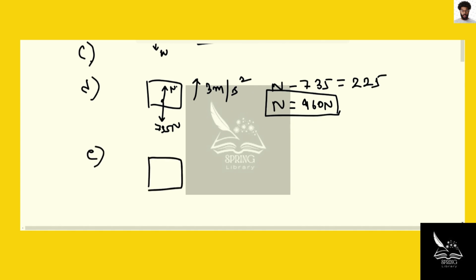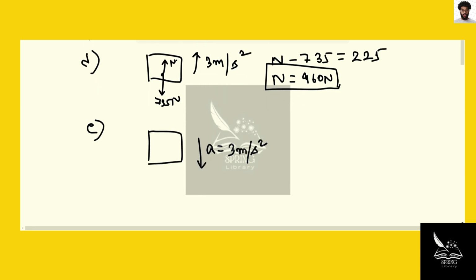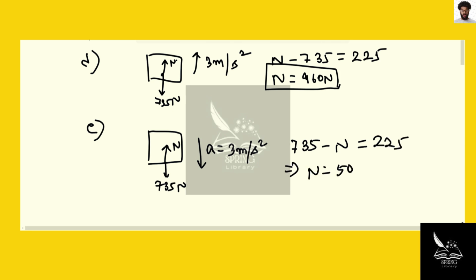In the next case, the elevator is accelerating downwards at the same rate. Now we observe the free body diagram where the forces remain in the same direction, but the direction of the net force changes, and hence 735 minus N will be equal to m times a. From here, if we figure out the normal force, let's just subtract 225 from 735. So we get 510 newtons in this case. So that's the weight of the person in this case.